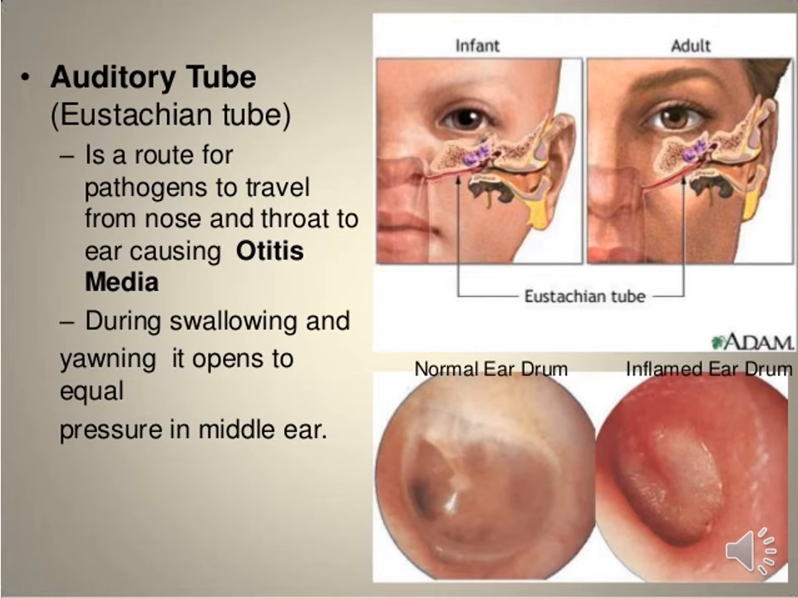And within the middle ear, the Eustachian tube, or auditory tube, is a route for pathogens to travel from the nose and throat to the ear, causing otitis media. During swallowing and yawning, it opens to equalize pressure in the middle ear.